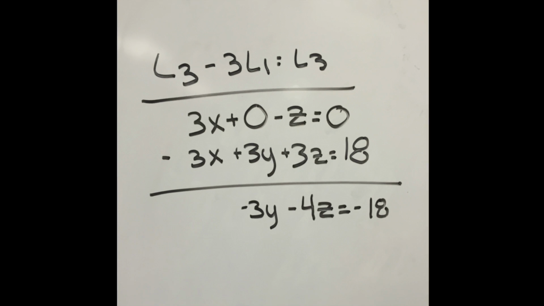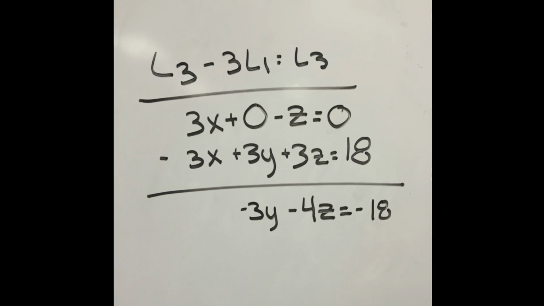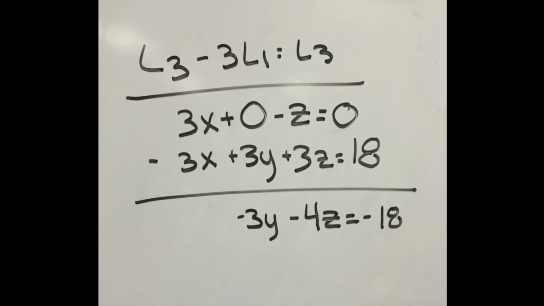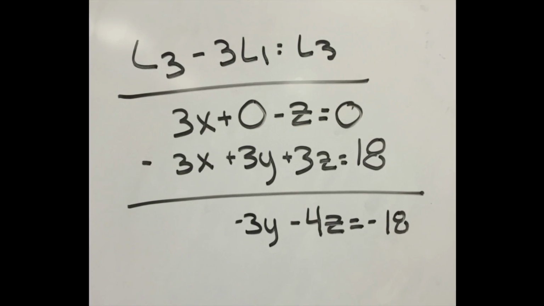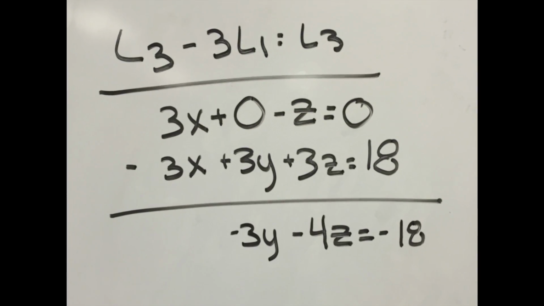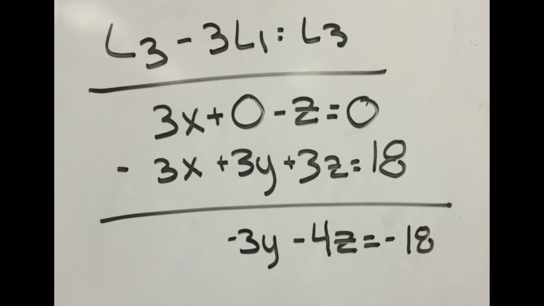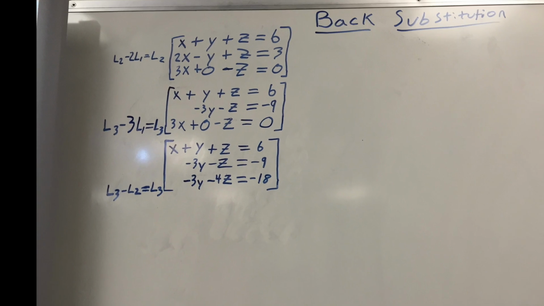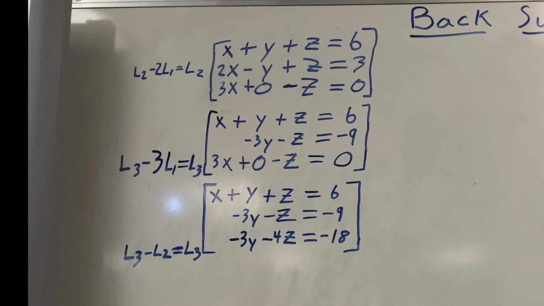Our next step is line 3 minus 3 times line 1, which equals line 3. Line 3 is 3x plus 0 minus z equals 0. 3 times line 1 is 3x plus 3y plus 3z equals 18, which gives negative 3y minus 4z equals negative 18. We modified line 3 and put it back into the original problem.